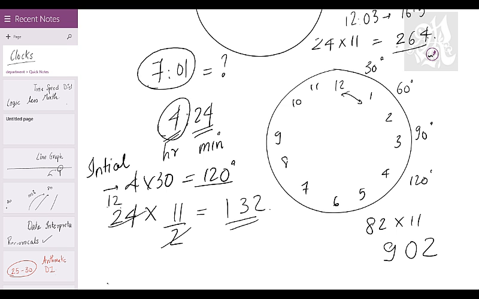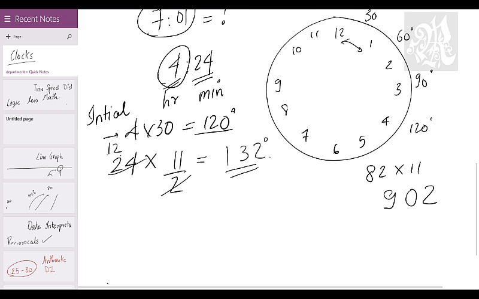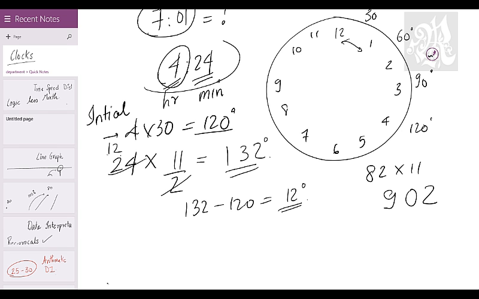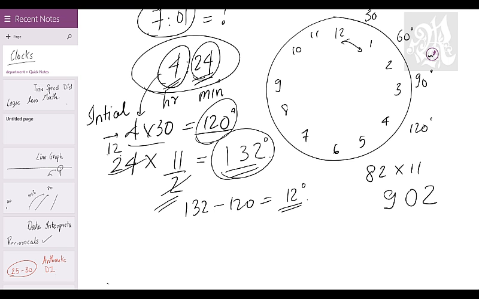You have 132 here and you have 120 here. You have two numbers. Subtract the smaller one from the larger one. 132 minus 120 is how much? 12 degrees. And that is the angle at 4:24. Done. Clear? So I'll repeat this one more time. For the hour, you just multiply by 30. And for the minute, you say 5.5, which is 11 by 2. Find two numbers. In this case, we have 132 and 120. Subtract, and that is the answer.